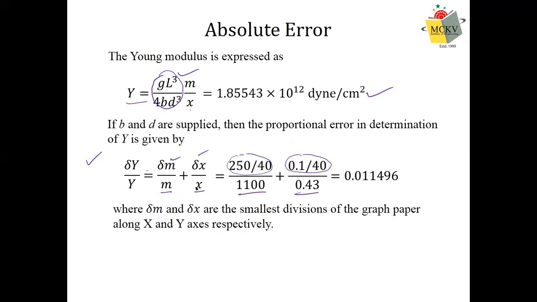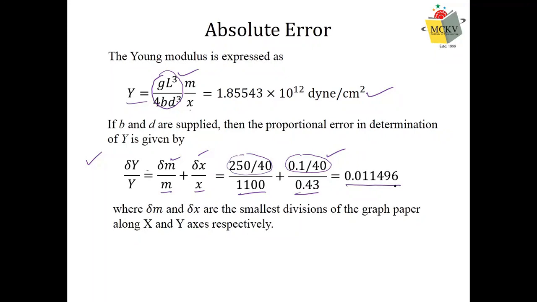Whatever value you choose in your graph, that value you will write here. Suppose you are dividing 250 grams into 30 divisions, then delta m will be 250 by 30. Clear? Suppose you are making the graph in such a way for your data set that between 0 and 0.1 centimeter there are 50 divisions. Then your delta x will be 0.1 by 50. Clear? So for my data set, the value I am getting is this. Therefore, if I calculate it, the relative error in measurement of Y comes out to be this.